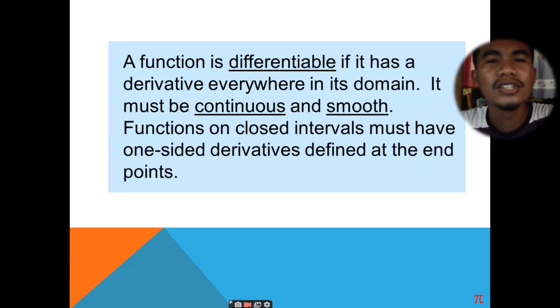And also, a function is differentiable if it has a derivative everywhere in its domain. It must be a continuous and smooth function. A closed interval must have a one-sided derivative defined at the endpoints.